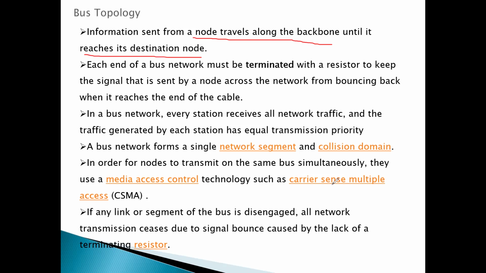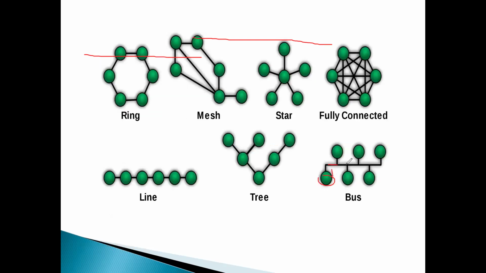Now this computer is sending data. It will travel on a cable, travel until the destination computer copies its data. So it will travel over the backbone. This cable is called backbone because it has only one cable.